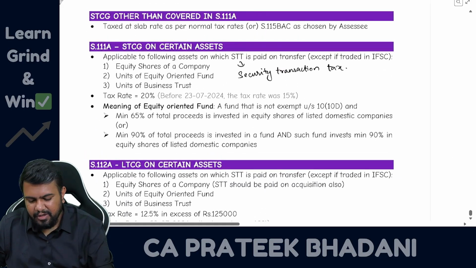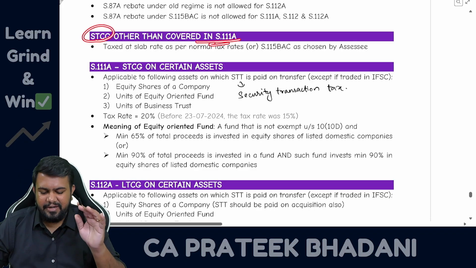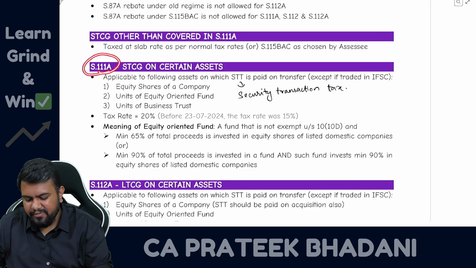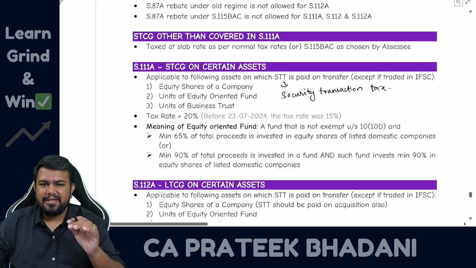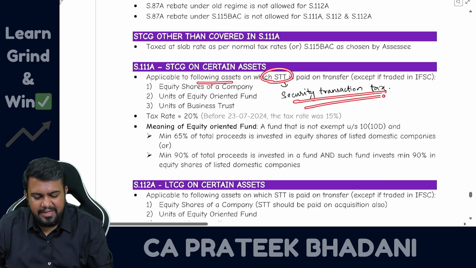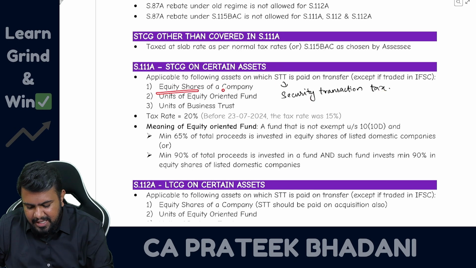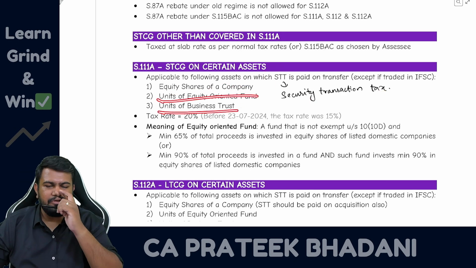Now let us talk about what the tax rates are. Firstly, short-term capital gain other than 111A is taxable as per normal tax rates. Then 111A, short-term capital gain on certain assets. So what are these certain assets? It is applicable to the following assets on which security transaction tax should have been paid on transfer. What are the assets? Equity shares of a company, units of equity oriented fund and units of business trust.